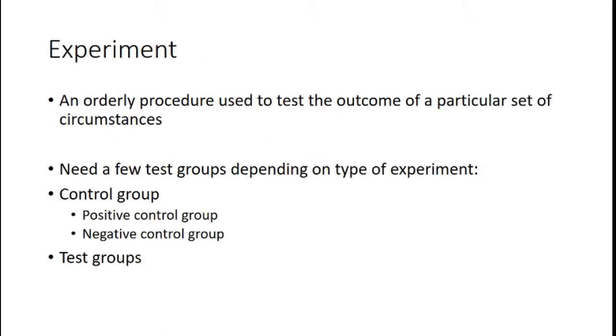So within our experiment, we have to think about an orderly procedure, something that we can document and go about repeating to be able to test those circumstances. So again, depending on the type of experiment, you may need to have a positive control or a negative control. Now, not all experiments have all of this, but especially when there's the aspect of comparison involved, it is very important to try and identify appropriate positive and negative controls. And then, of course, you've got your test groups or treatment groups as the next part of your experiment.